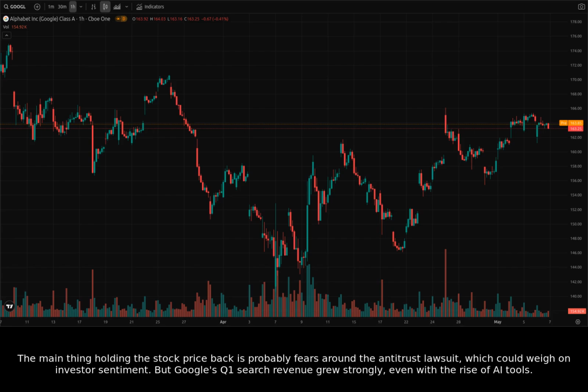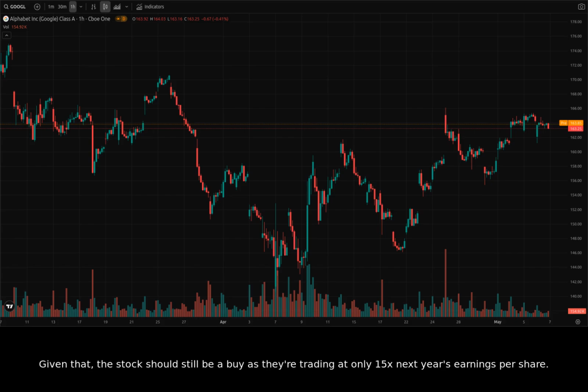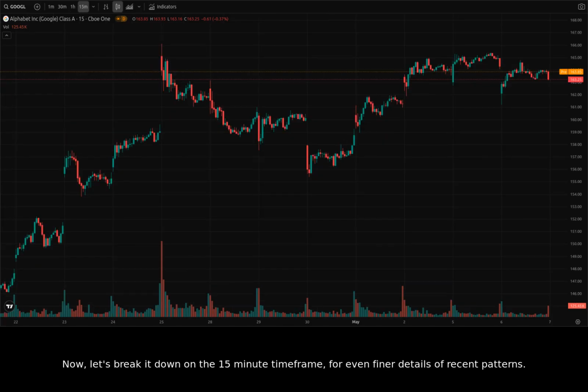The main thing holding the stock price back is probably fears around the antitrust lawsuit, which could weigh on investor sentiment. But Google's Q1 search revenue grew strongly, even with the rise of AI tools. Given that, the stock should still be a buy as they're trading at only 15x next year's earnings per share. Now, let's break it down on the 15-minute time frame for even finer details of recent patterns.